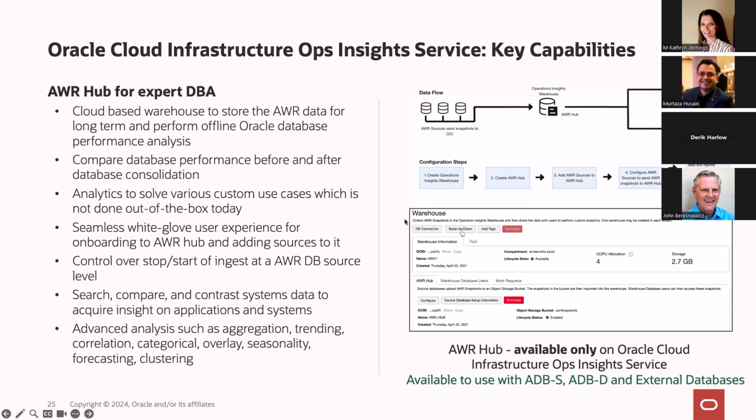In terms of setup, it's very easy to create the initial warehouse, which you can do within the Ops Insights application. Once you create the warehouse, you have to add the resources for the given database. Right now, we have support for autonomous databases, whether shared or dedicated, and we also have support for external databases in terms of AWR Hub. Once you go through the configuration of the AWR resources and AWR snapshots, this will start ingesting into this store, and then you can utilize these applications on top of that.